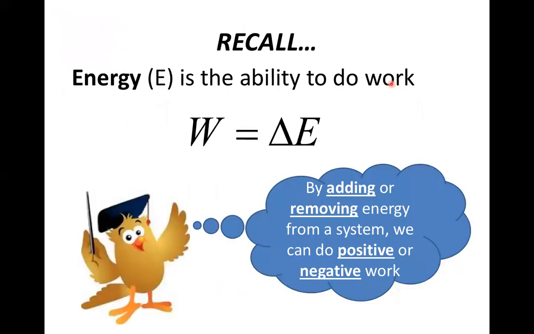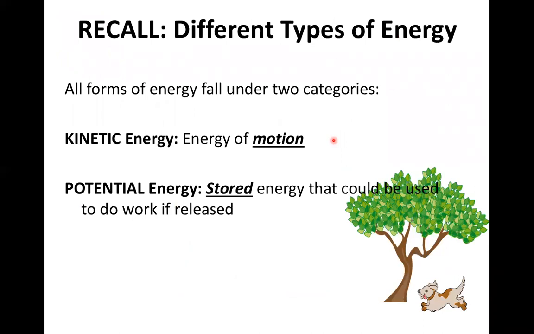Recall that energy is the ability to do work, and we calculated work, finding that it's sometimes positive, sometimes negative. And if work is equal to the change in energy, that positive or negative work happens when we add or remove energy from the system. Recall that in the types of energy, we can have energy related to motion, kinetic energy, or energy that's stored, potential energy, and then we have different specific types of these kinetic or potential energies.